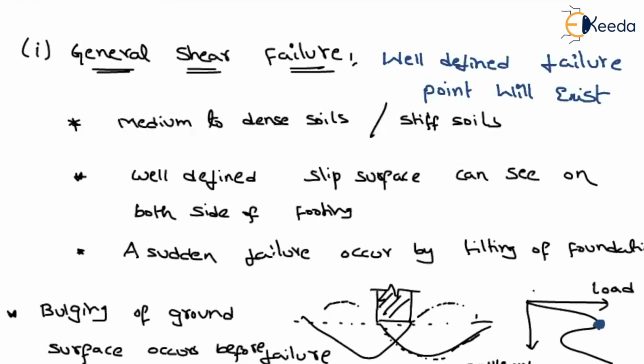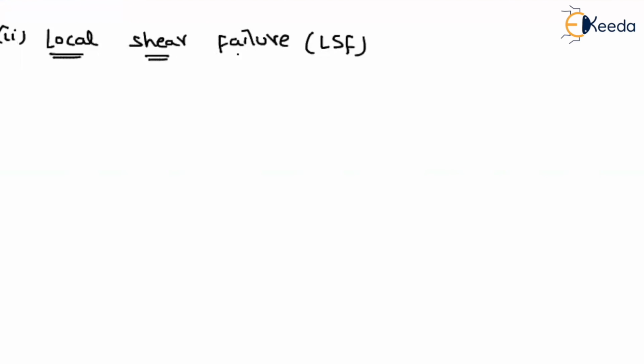Next, go to the second type of failure. What is the second type? Local shear failure, normally represented as LSF. If you see the important points here, general shear failure occurs for medium to dense soils and stiff soils. Here it occurs normally in loose sands and soft clays.